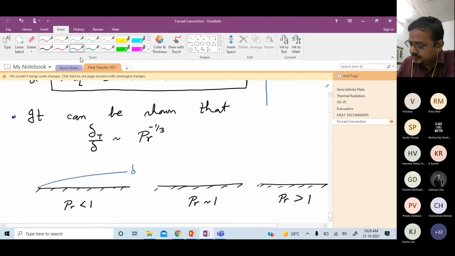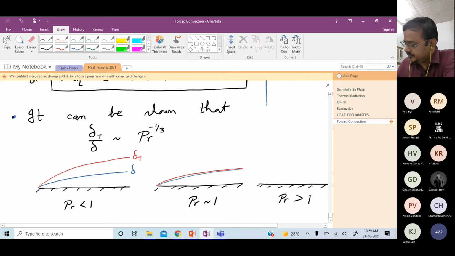This is my delta. This is my delta T. If they're close to 1, they're almost overlapping with each other. And if it's the other way, it's like this.